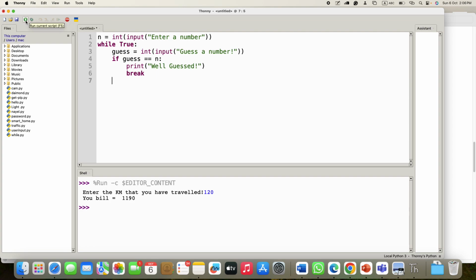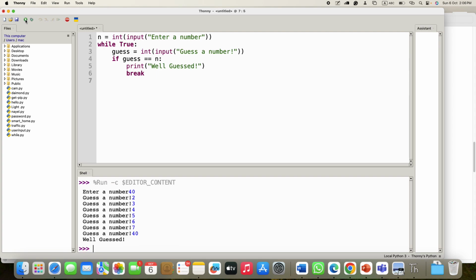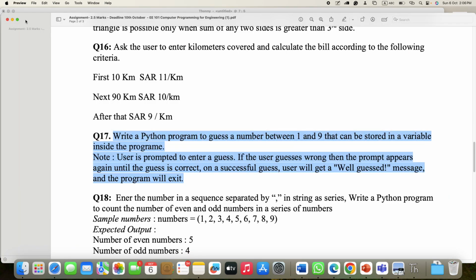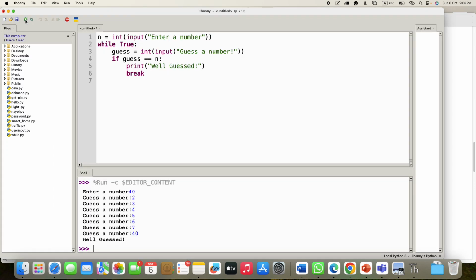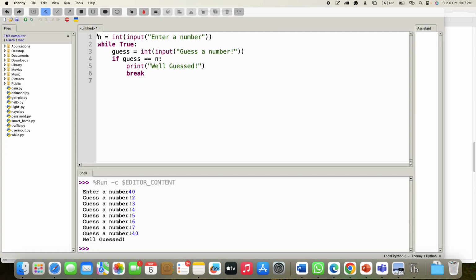So let's see. Enter a number. I enter 40. Now I say 2. Until I enter 40, it doesn't give well guessed and quit. And that's how simple it is. But by reading it, do you think it's a long program? When you read it, you think, oh, I'm going to build a logic, right? And when you build the logic, things become easy. Look at this, it's not a long program.